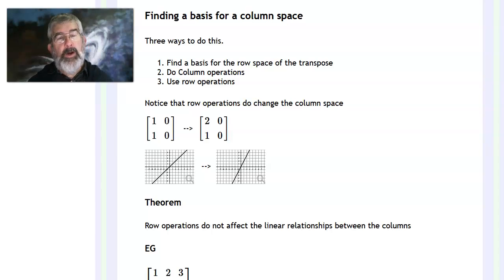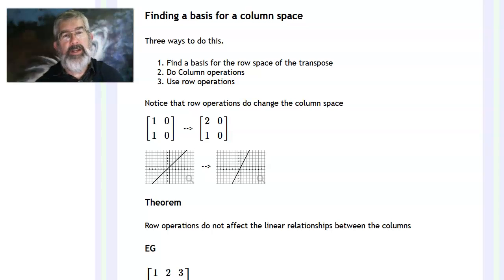Okay. We could do column operations like we do row operations. The issue here is that number 3 here, using row operations, doesn't keep the column space the same. And so doing row operations when you're looking for a column space changes the column space. Okay. However, if you do column operations, just like you did row operations, we could get away with it.